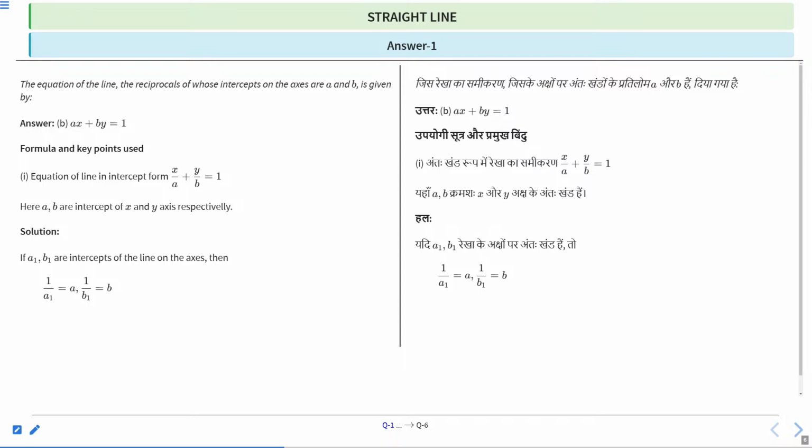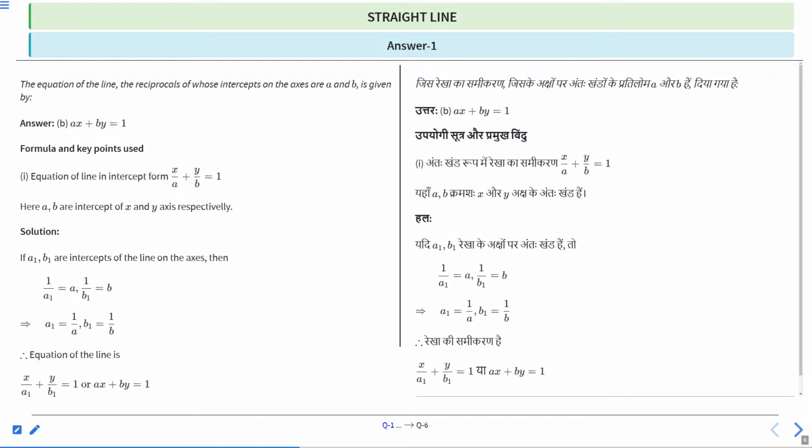If a1, b1 are the intercepts of the line on the axes, then 1 by a1 is equal to a and 1 by b1 is equal to b, right? So a1 is basically 1 by a. If 1 by a1 is a, then a1 will be equal to 1 by a and b1 will be equal to 1 by b, right?